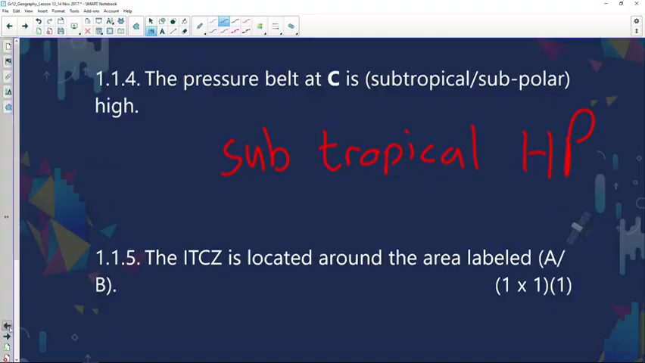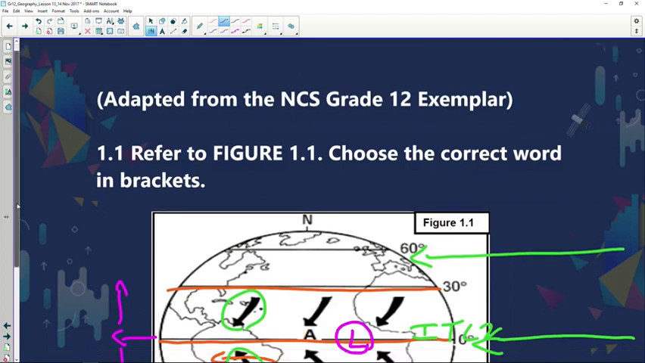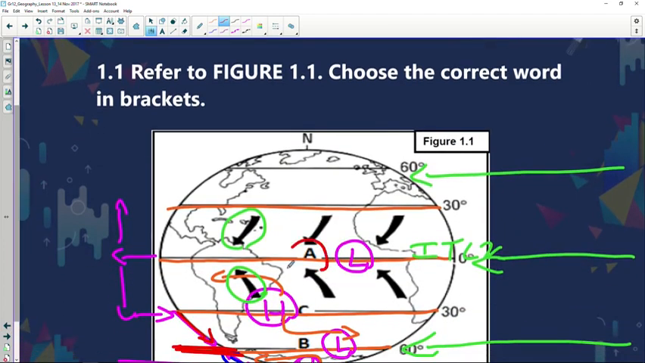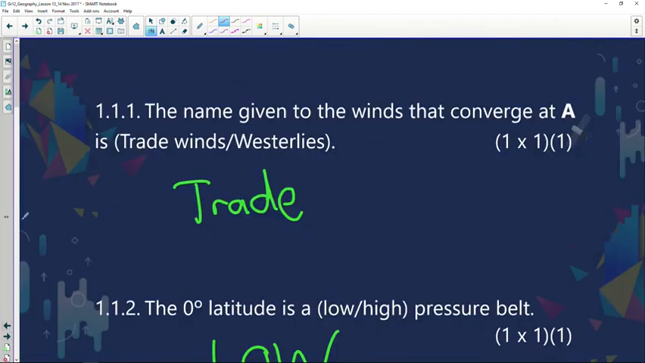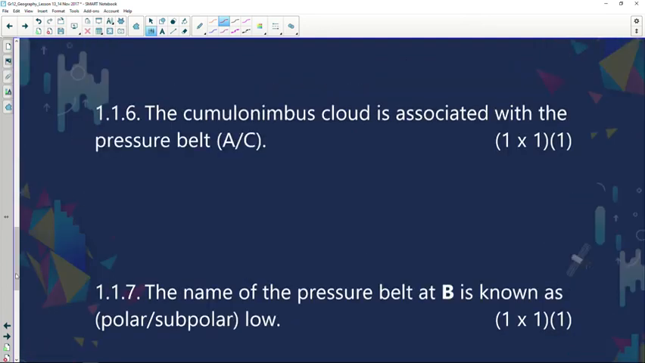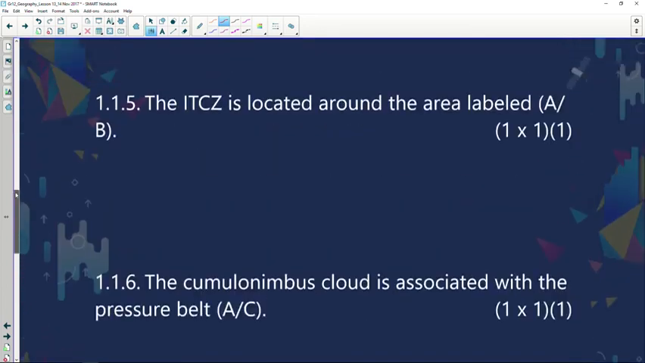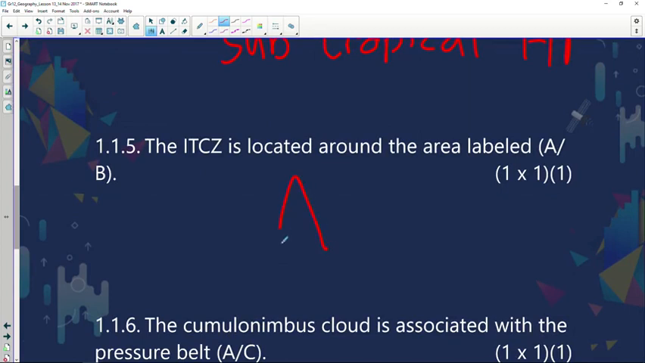The ITCZ is located around the area labeled A or B. Now we just discussed it, the ITCZ, the Intertropical Convergence Zone. Let's quickly have a look at A and B. Where's A? This area over there, and I've written just a couple of seconds ago the ITCZ. So where convergence takes place from the subtropical high pressure belt. So the correct answer over there, the ITCZ is located at A.